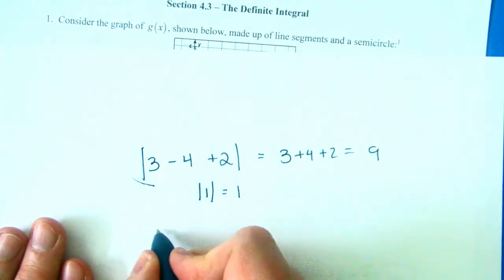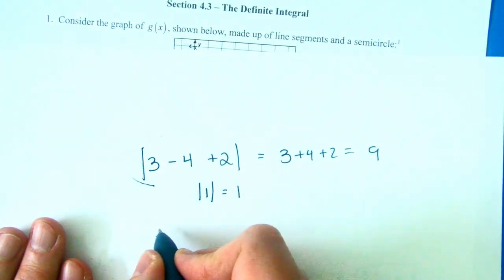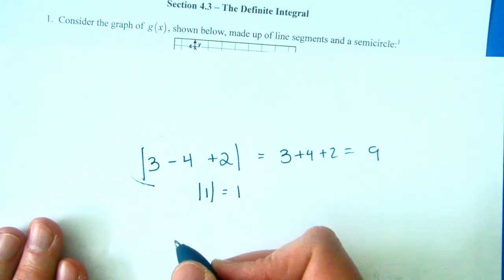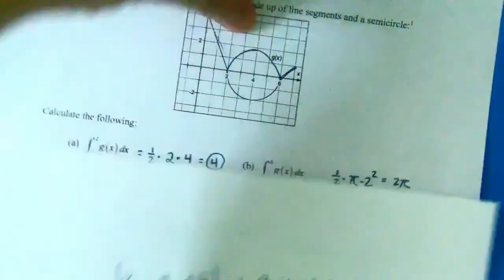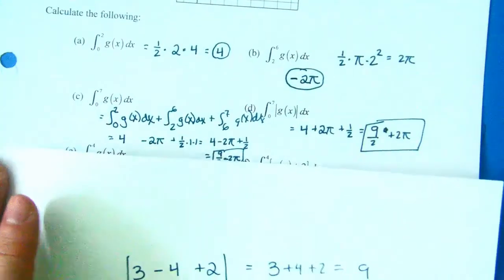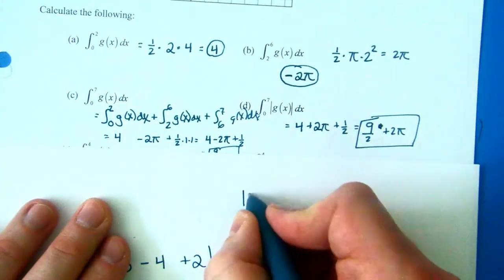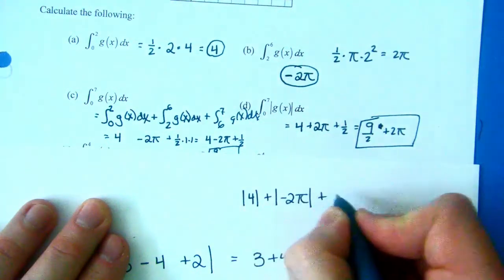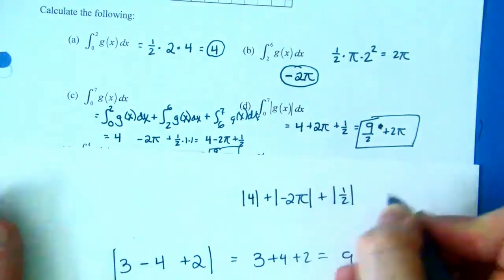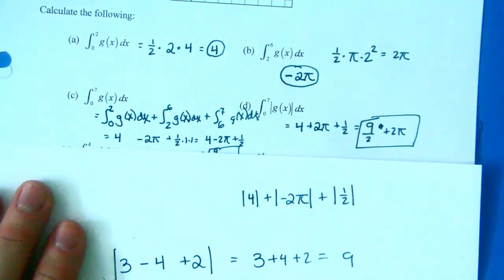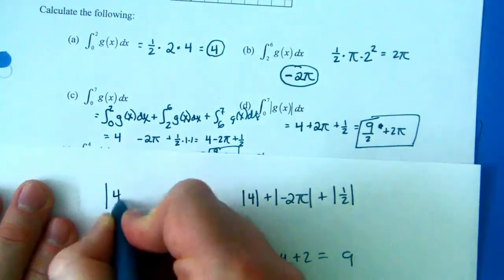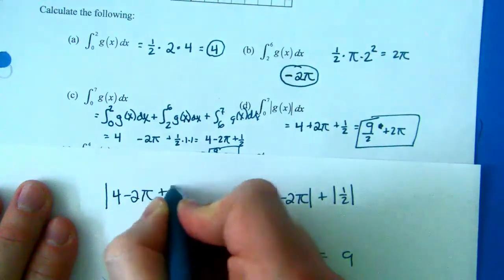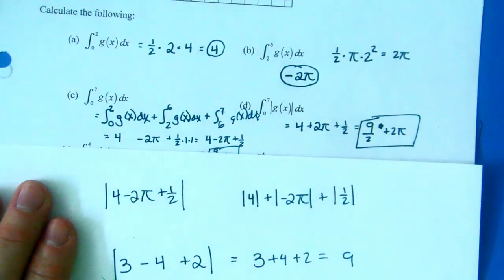What we're actually doing is we're really finding the absolute value of the signed area in the first region, the absolute value of the signed area in the second region, absolute value of the signed area in the third region. So really, what I was doing in this problem was the absolute value of 4 plus the absolute value of negative 2 pi plus the absolute value of a half to end up with the final answer that I gave you. I don't want to see this written out as the absolute value of 4 minus 2 pi plus a half, or the absolute value of what you had in C or something like that, because that would be incorrect.